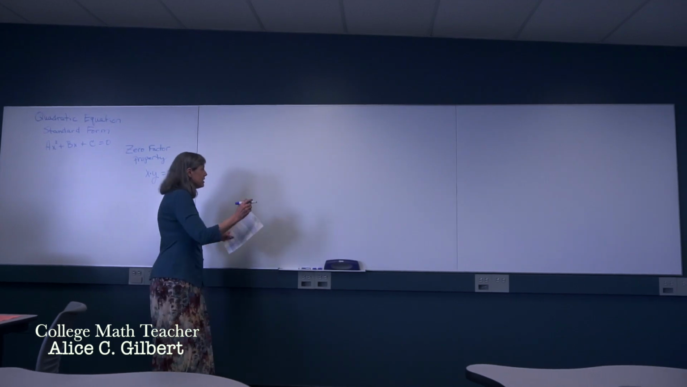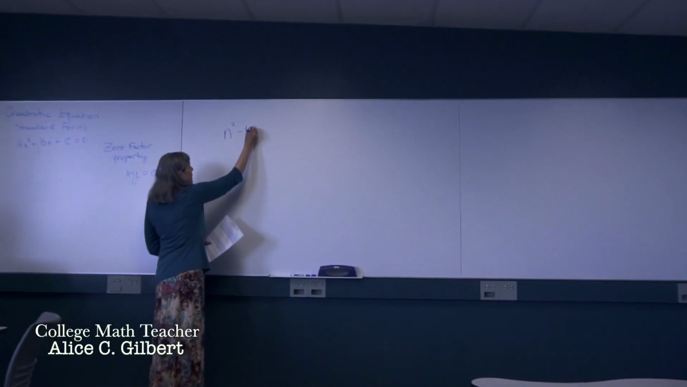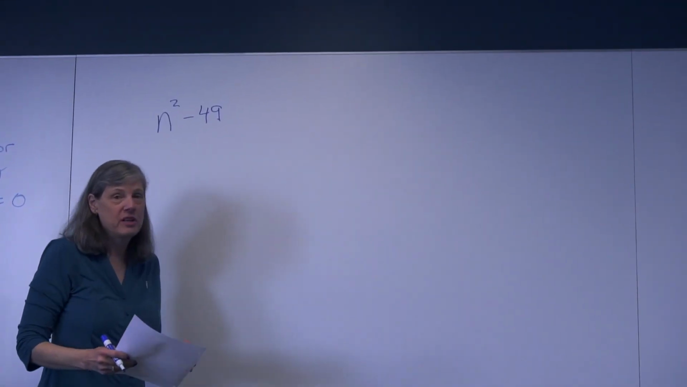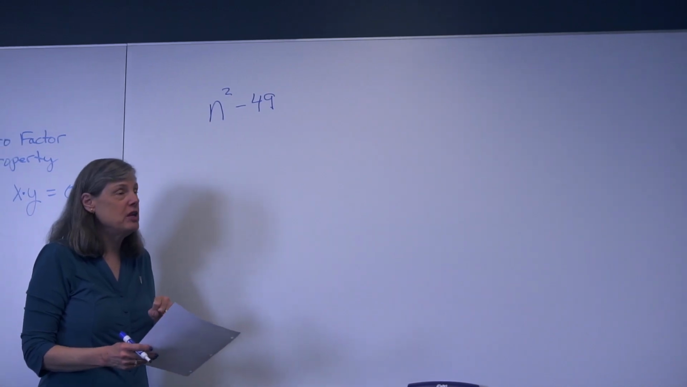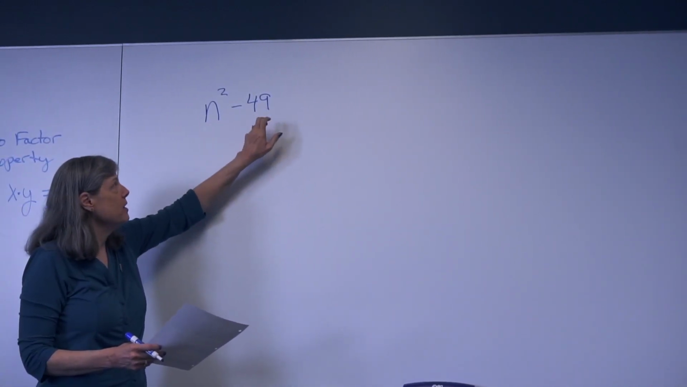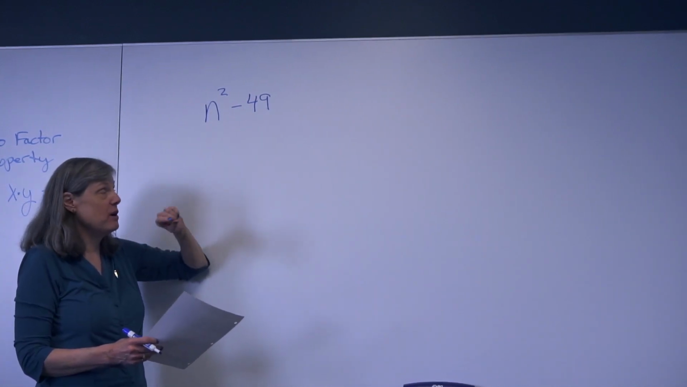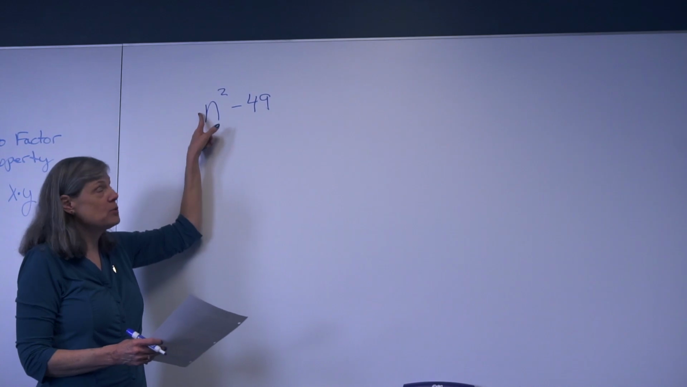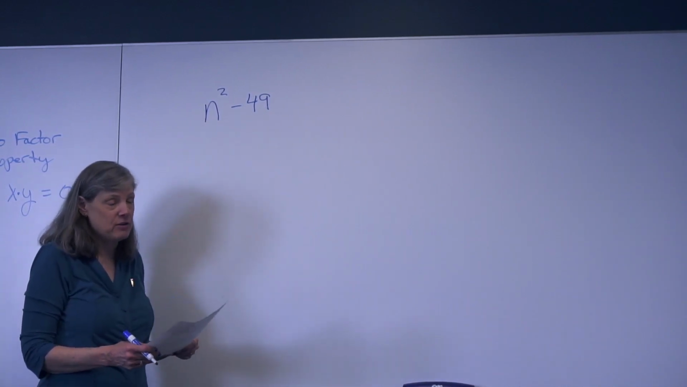All right, let's look at this. Still working on factoring. So, again, get out your factoring rule sheet. Rule number 1, this is n squared minus 49. So rule number 1, any greatest common factors? Well, this one doesn't even have a number and this one doesn't even have a letter. So no greatest common factors.